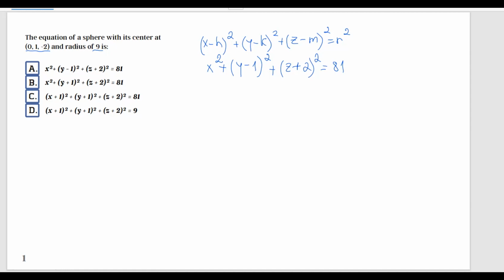And this is the equation of a sphere with its center at 0, 1, minus 2, and the radius of 9. So from the get-go, if you are really aware of the equation of a sphere, you can see that the h value is 0, so c and d cancel out. So you only have to choose between a and b. And then just pay attention to the fact that we have y minus 1, and this is y plus 1. It only becomes plus when this component is negative. So in our case, the correct answer is A.